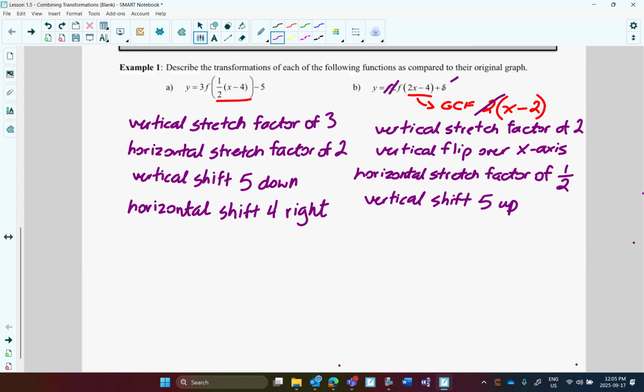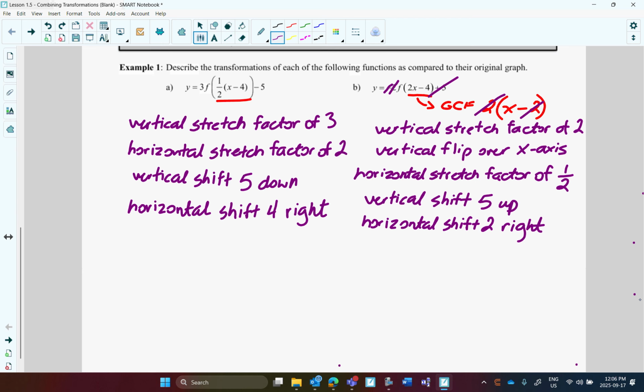That takes care of that. Horizontal shift 2 right. Yeah, that's the one you got to be careful of when it's not in factored form, because we're not looking at this one, we got to look at that one. Okay? So that's one type of question that you may be asked.